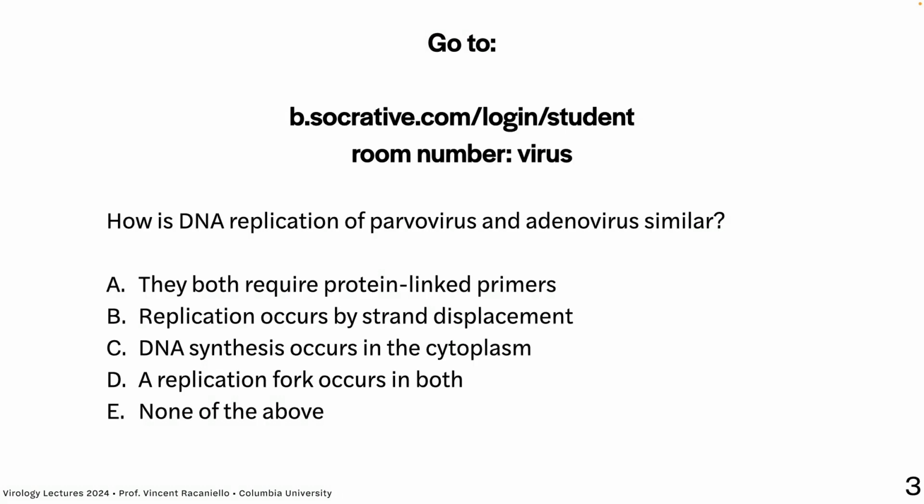All right, the third question is, how is DNA replication of parvovirus and adenovirus similar? They both require protein-linked primers. Replication occurs by strand displacement. DNA synthesis occurs in the cytoplasm. A replication fork occurs in both, or none of the above. How are the two replication strategies similar?